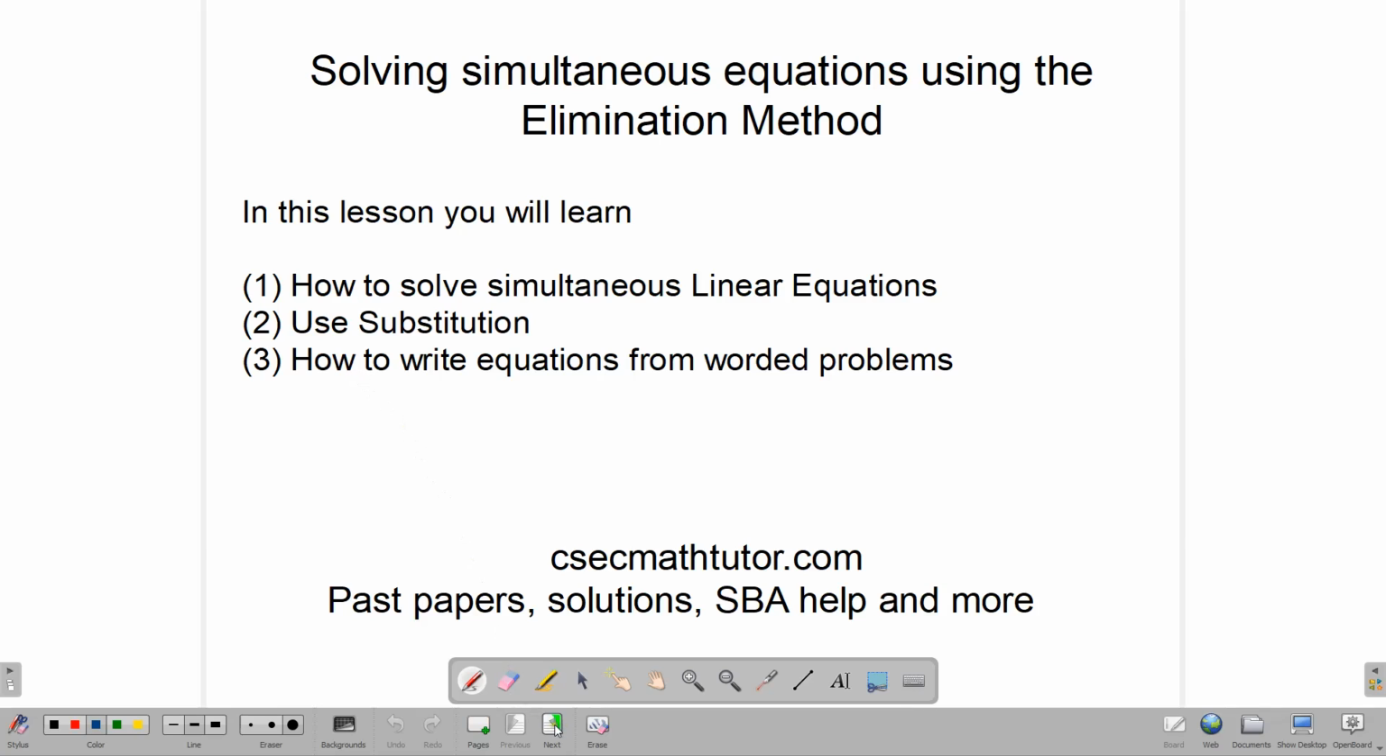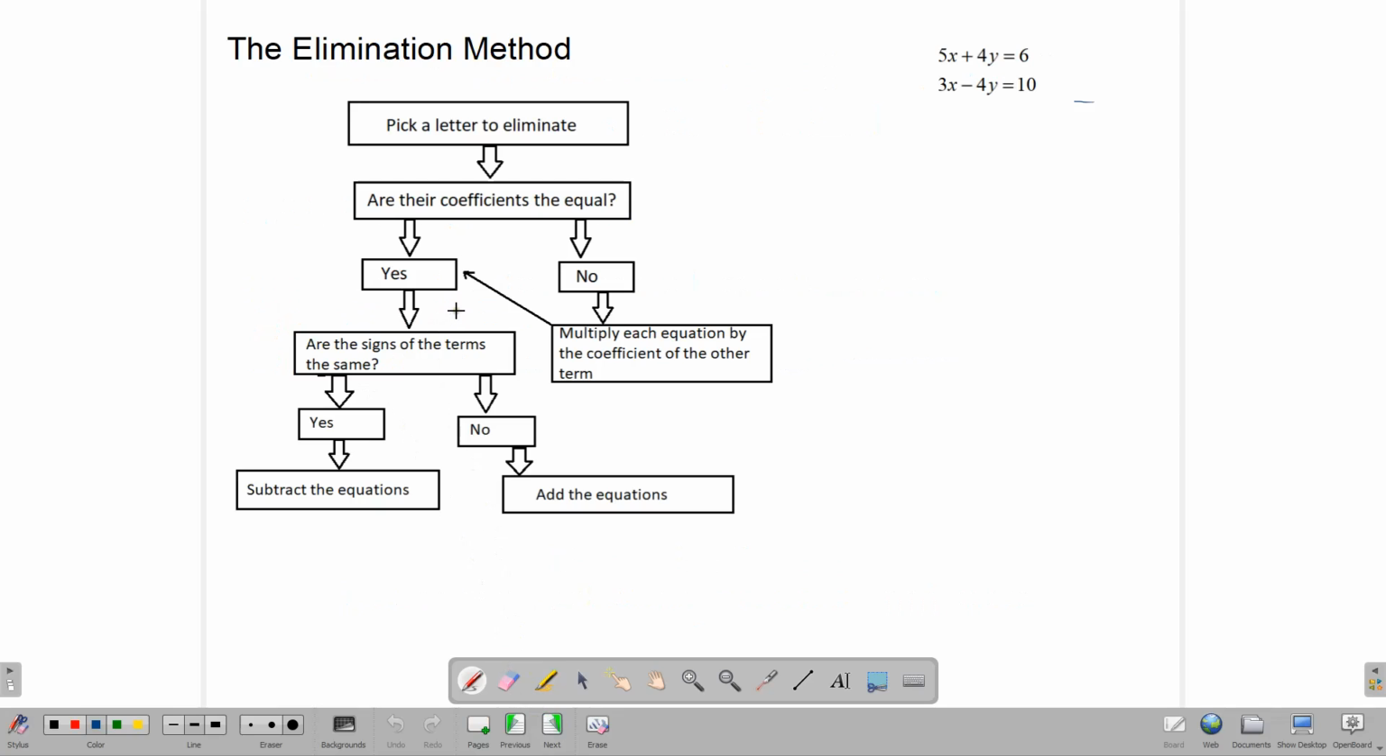Let's talk about the elimination method. A simultaneous equation normally has two or more letters. For CXC purposes, your simultaneous equations will have two letters. Our aim in using the elimination method is to get rid of one of the letters. That is, to make it zero so that it's completely gone.